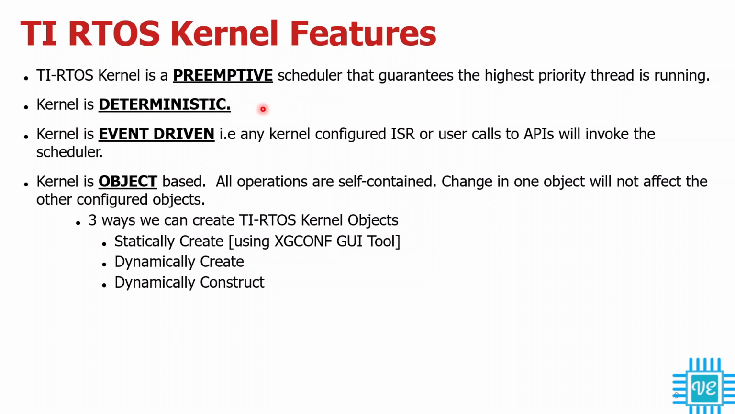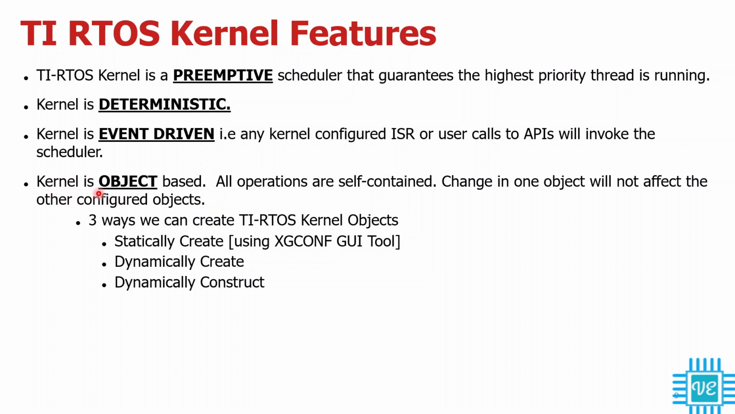The second one is that the kernel is deterministic, which means it should be time bounded. Within a specified time it should execute the particular task, or it should process the particular ISR. That means it supports hard real time. The third one is that the kernel is event driven. That means any configured ISR or the user calls to the APIs, which are nothing but TI-RTOS APIs, will invoke the scheduler. That is what we mean by event driven.